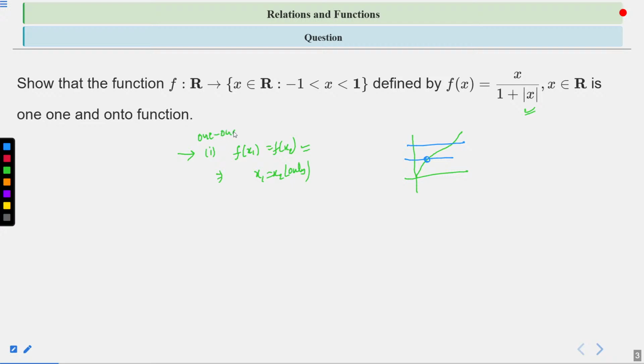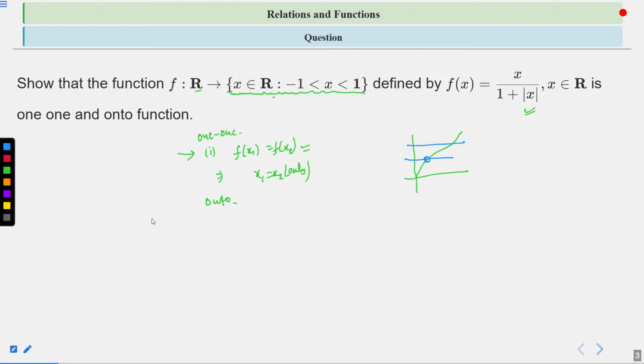For onto, what should be the condition? For onto, the codomain should be equal to the range of the function. This is the domain and this is the codomain. So the codomain should be equal to the range of the function. So we will also check whether the given codomain is equal to the range of the function or not.